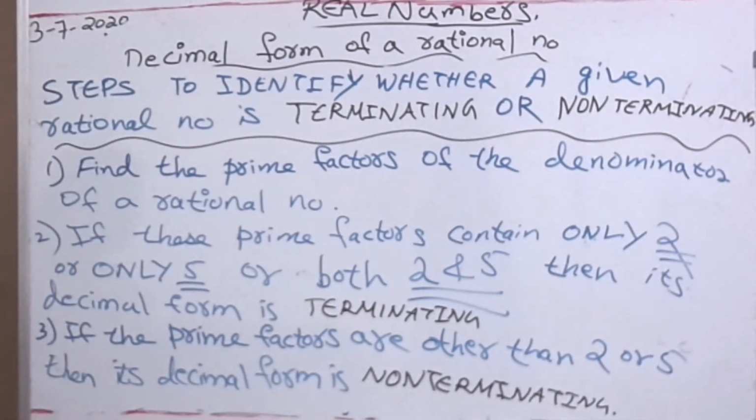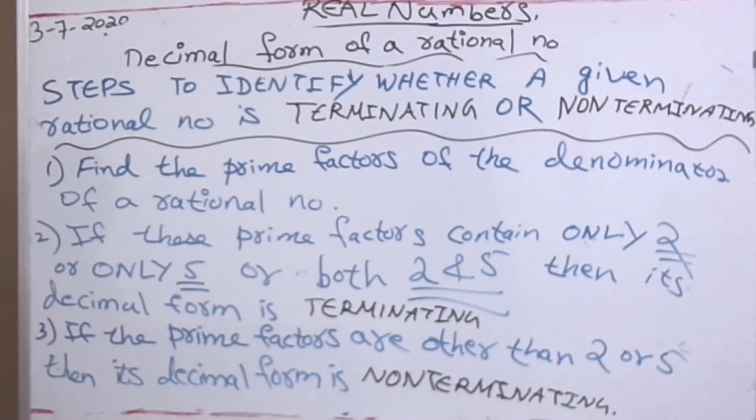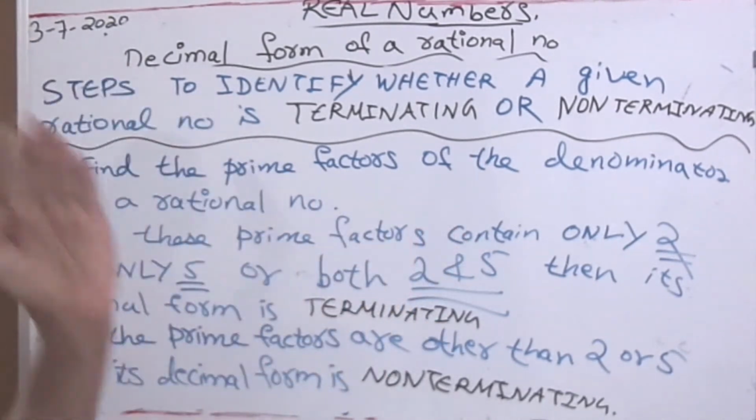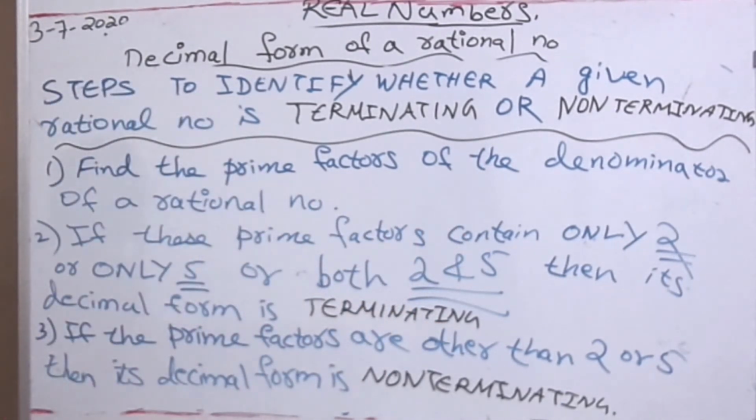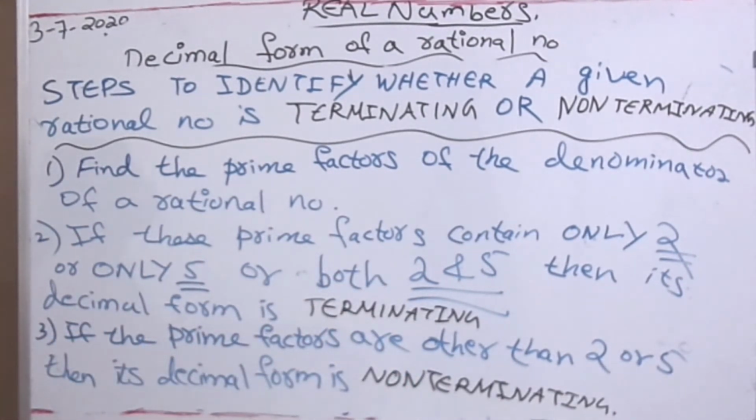Okay children, I have already explained how to identify whether a given rational number is terminating or non-terminating. You don't have to divide and find out. You can use a shortcut method. Find the prime factors of the denominator of that rational number. If these prime factors contain only 2, only 5, or both 2 and 5, then its decimal form is terminating. If the prime factors are other than 2 or 5, then its decimal form is non-terminating. Write it down and study it by heart.